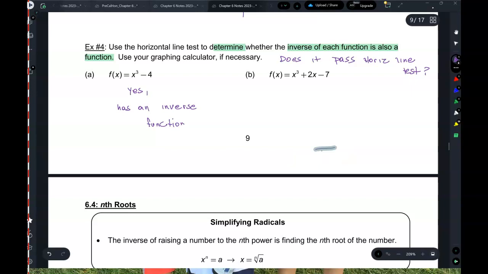Okay, what about that one? Does it have an inverse? Does it pass? Yes, it has it. Okay. Fabulous. All right. Awesome. So that's 6.